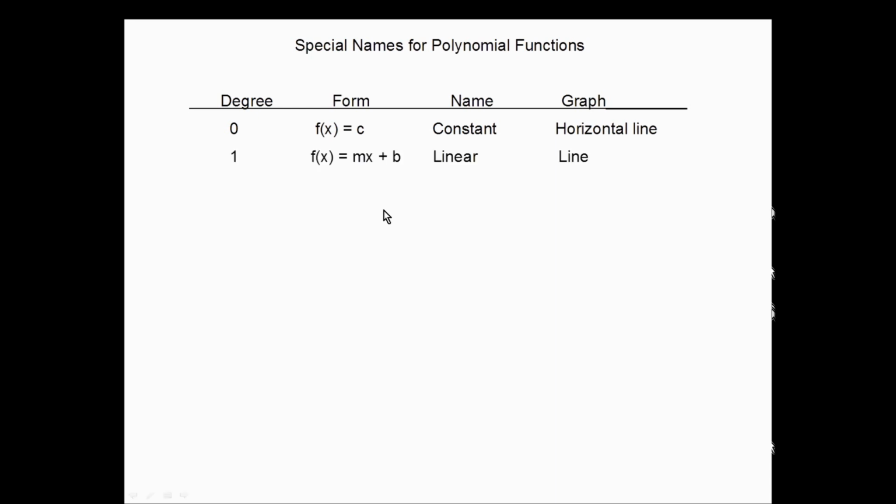Degree 1. It's f of x equals mx plus b. It's linear. It's a line. Notice we don't use that a sub n, a sub n minus 1 nonsense. We actually use the letters we're used to seeing, you know, mx plus b. And for degree 2, that's f of x equals ax squared plus bx plus c. It's called a quadratic. Remember, the graph is a parabola. That's what we looked at in chapter 3.